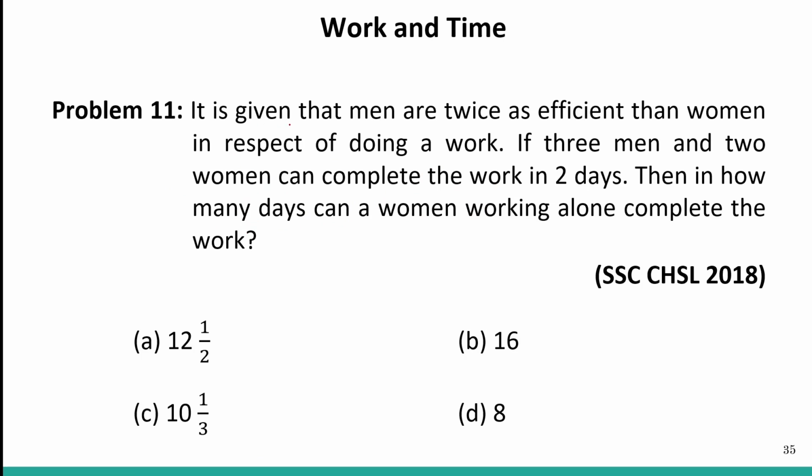So problem number 11. It is given that men are twice as efficient as women with respect to doing a work. So if 3 men and 2 women can complete the work in 2 days, then how many days can a woman working alone complete the work? This question has been asked in the SSC 2018 exam. So is it option A, that is 12 and 1 by 2, or B, that is 16, or C, that is 10 and 1 by 3, or D, that is 8?